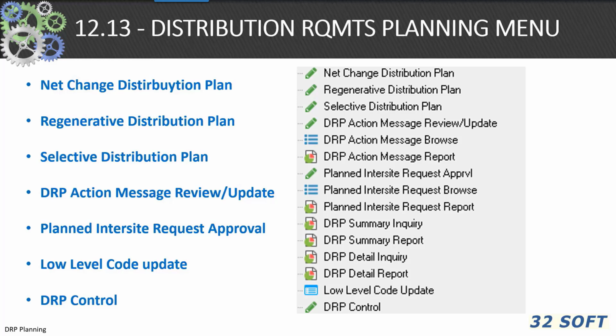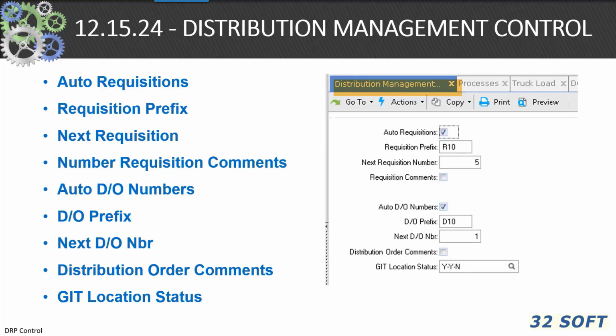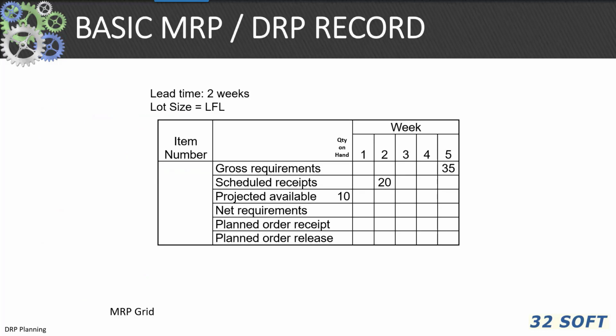You can go through the planned Intersite requests and approve the requests if appropriate. We've already talked about low codes and DRP. The 12.15.24 distribution management control sets and controls Intersite request, DO, and other characteristics of the DRP system: auto requisitions, next requisition prefix, comments, next DO prefix itself, etc. The goods in transit, location status, etc.